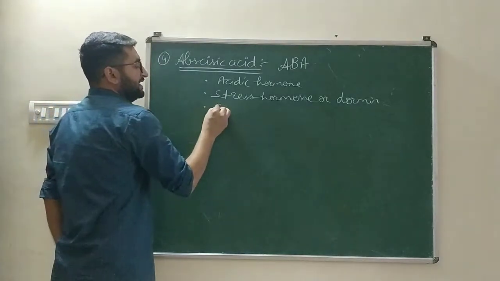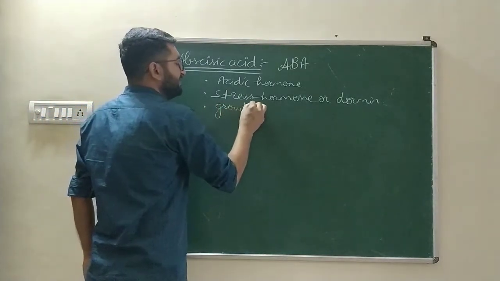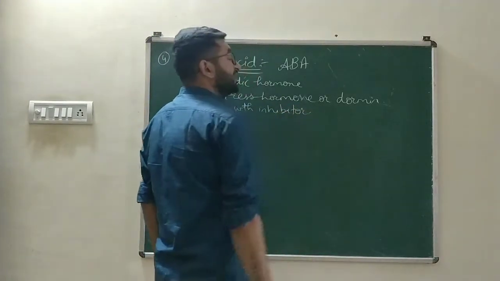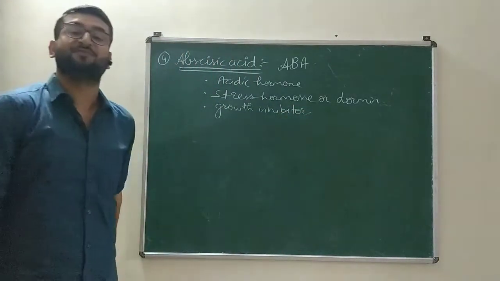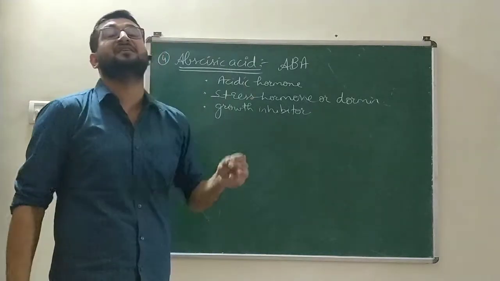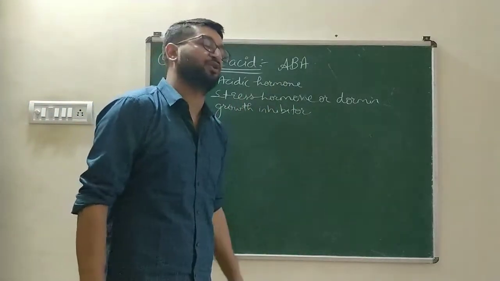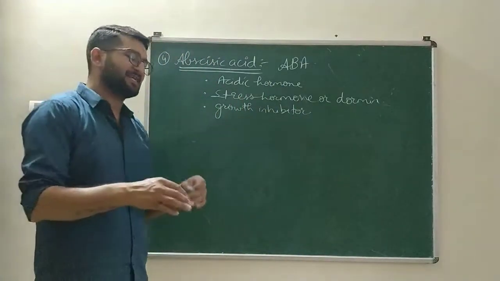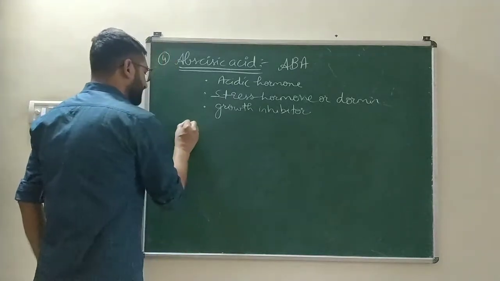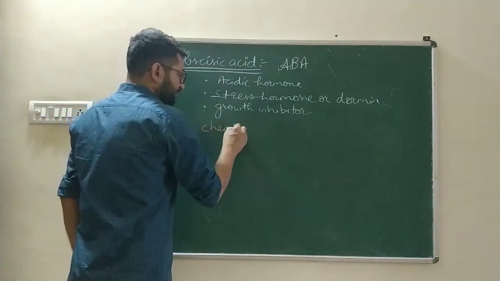This hormone is a growth inhibitor. It does not promote growth. It checks the growth of the plant due to various other plant growth promoters or plant growth hormones. It does not allow those hormones to be released in excess. So the first function is it checks the growth.